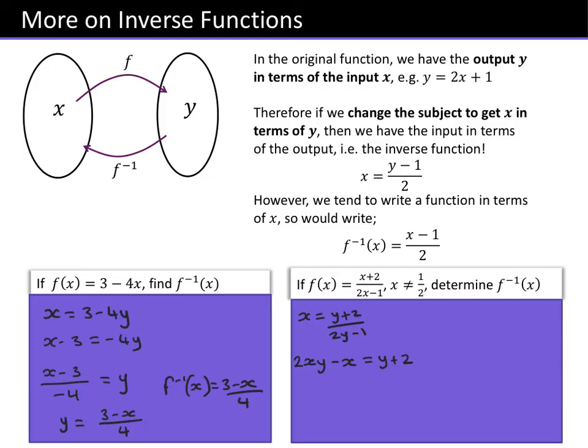I'm going to rearrange this to get all the terms with y on one side, everything else on the other. 2xy minus y equals x plus 2. I'm going to factorize out y. Y bracket 2x minus 1 equals x plus 2. And now to get y completely on its own, I can divide both sides by 2x minus 1. So y equals x plus 2 over 2x minus 1. So my inverse function equals x plus 2 over 2x minus 1. So here, we can see that our inverse function is the same as our original function. I'm going to take a look as to why that is in a minute.